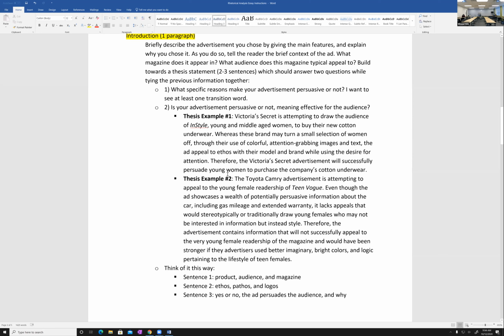So I'm going to skip the 2 examples. There's example 1 and example 2. And basically what those are, 2 different ways in which they did a thesis. One is where they thought the ad was persuasive to the audience. The other one, it determines it was not persuasive to the audience.